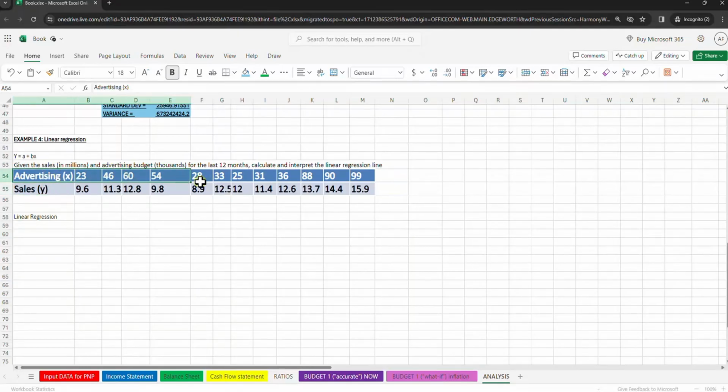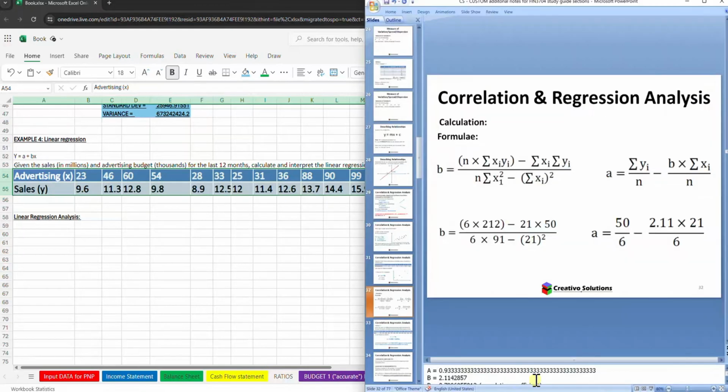If I'm analyzing advertising, I'm comparing it to sales, I need to check, is there a linear relationship between my advertising and my sales? In other words, if I do my linear regression analysis, okay, what does that tell me about the relationship between advertising and sales? Right, I would expect a link, but I need to mathematically prove it based on data that I have been tracking over the last 12 months. Okay, so let's go back.